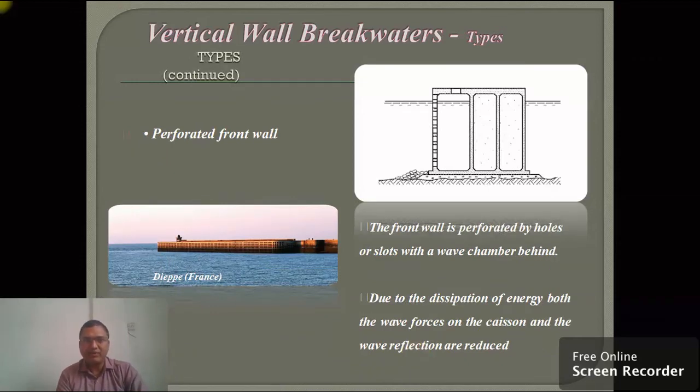Then perforated front wall. This perforated front wall is provided with holes or slots with a wave chamber behind. You can see this type of breakwater provided in France. Due to dissipation of energy, both the wave forces on the caisson and wave reflection are reduced.